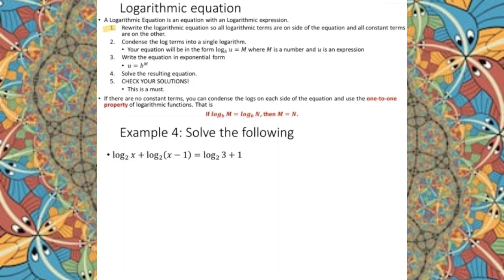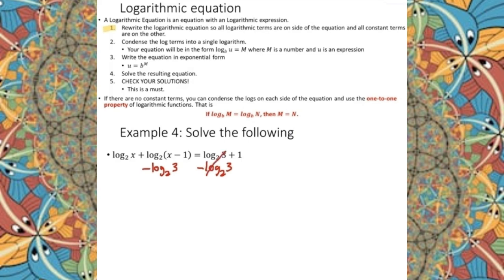If we don't have constant terms, meaning all of our terms are logarithmic, there is a slightly alternate way we can go about solving. But if we look at the example we're trying to solve now, we do have a constant term, which is +1. Since the +1 is on the right, to get all of my logs on the left-hand side, I'm going to subtract log base 2 of 3 from both sides.